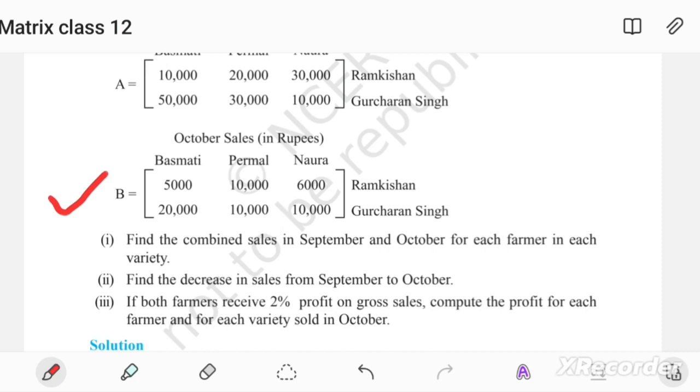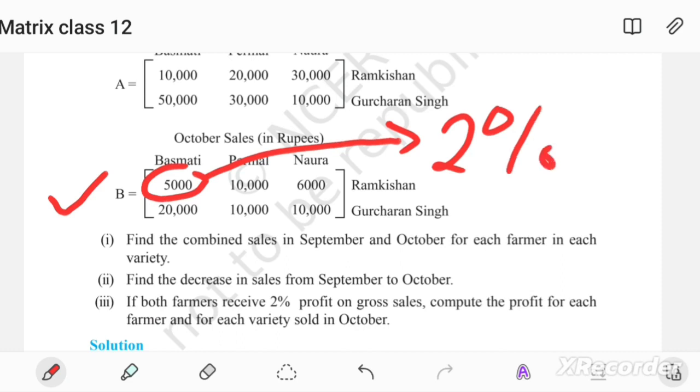It is given to us that both the farmers are having a profit of 2% on the gross sale, that is, the total sale that a farmer is selling. On this total sale amount, the 2% is their profit, right? And why are we seeing the sales of October only? Because we have to find the profit in the month of October.